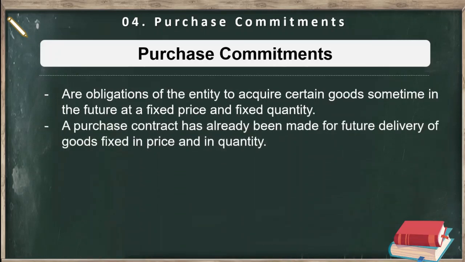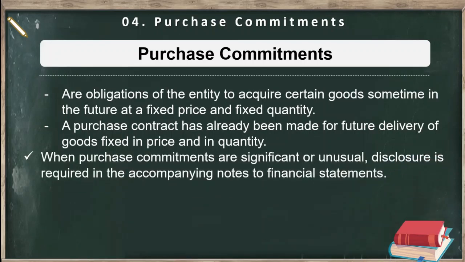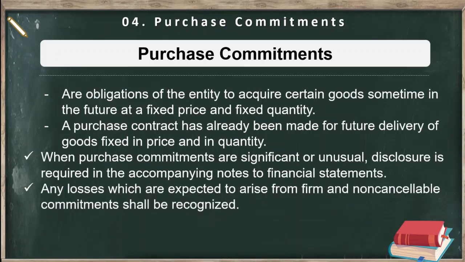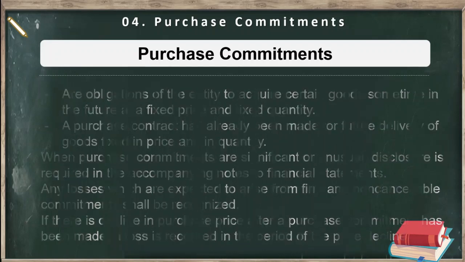A purchase contract has already been made for future delivery of goods fixed in price and in quantity. Where purchase commitments are significant or unusual, disclosure is required in the accompanying notes to the financial statements. Any losses which are expected to arise from firm and non-cancelable commitments shall be recognized. If there is a decline in purchase price after a purchase commitment has been made, a loss is recorded in the period of the price decline.